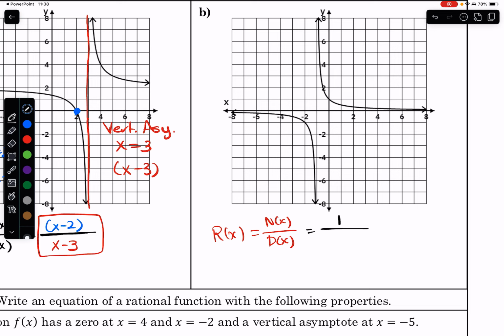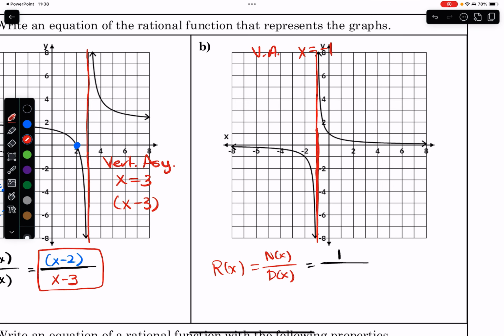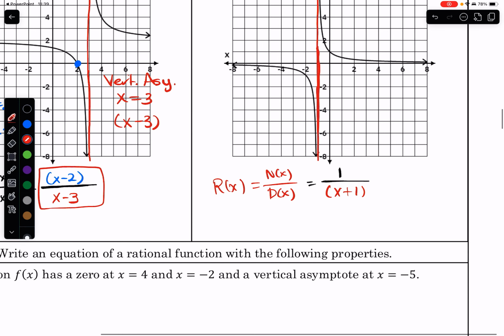And now to figure out our denominator, we're going to look for that vertical asymptote. These rational functions always have a vertical asymptote. And this vertical asymptote, as you clearly see, is located right here at x equals negative 1. So if x equals negative 1 is my vertical asymptote, that means that my bottom would have to be the opposite of x equals negative 1, which is x plus 1. So the equation of the rational function would be this.